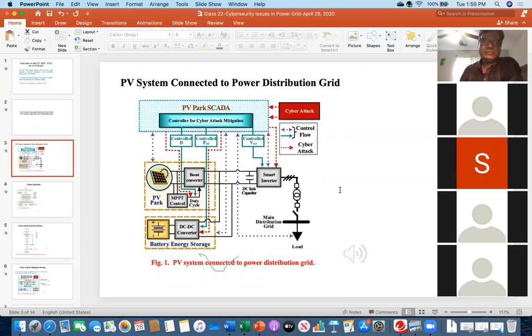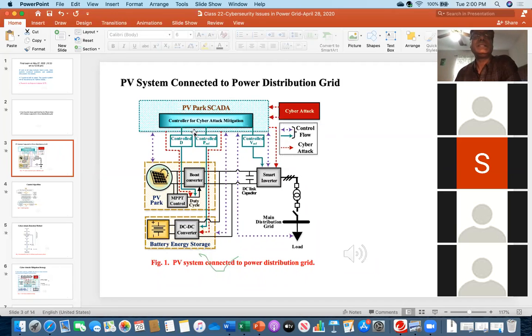Now, we already discussed in previous classes that cyber attack has a negative, adverse impact. So today we will be looking at some examples of how cyber attackers impact the inverter, the duty cycle and battery energy storage, and how they degrade the performance. And also we will be looking at how we can detect that, how we can understand that there is a cyber attack, and what the solution is. We want to put some sort of mitigation controller.